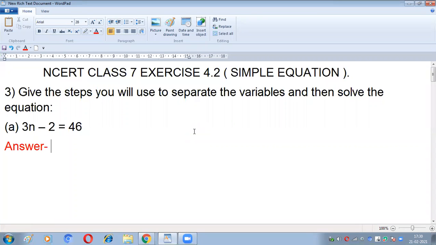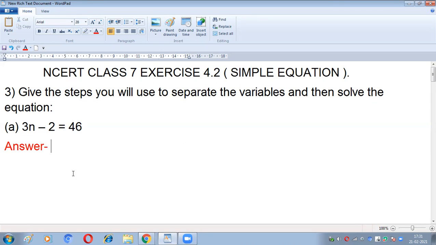Today I will explain exercise 4.2 of chapter 4, that is simple equations. So now we'll solve question number 3, and question number 3 is: give the steps you will use to separate the variables and then solve the equation. So we have to write here step by step that step 1 is this, step 2 is this, and like that. Okay, and then we have to separate the variables and then solve this equation.